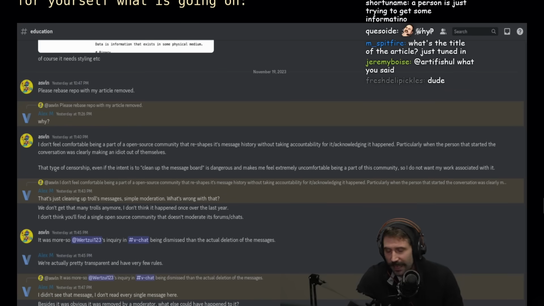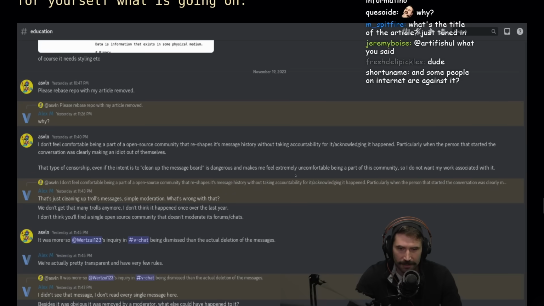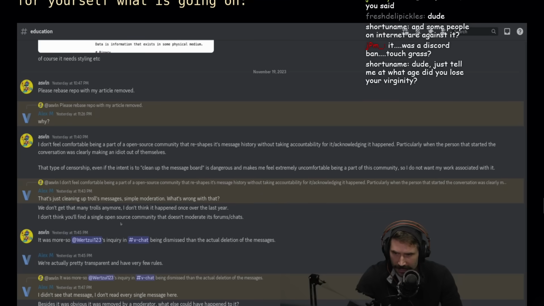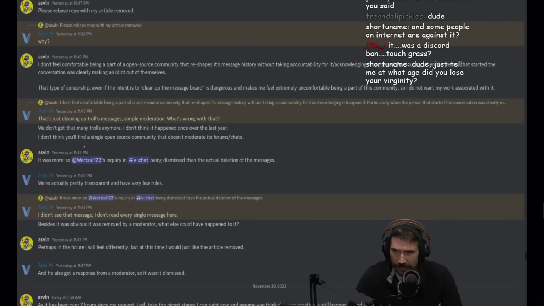I mean, I understand both sides. I feel like that type of censorship, even if the intent is to clean up a message board, is dangerous and makes me feel extremely uncomfortable being a part of the community. So I don't want my work associated with it. That's just cleaning up trolls' messages. Simple moderation. What's wrong with that? We don't get that many trolls anymore. I don't think it happened over the last year. I don't think you'll find a single open source community that doesn't moderate its forums and chat.